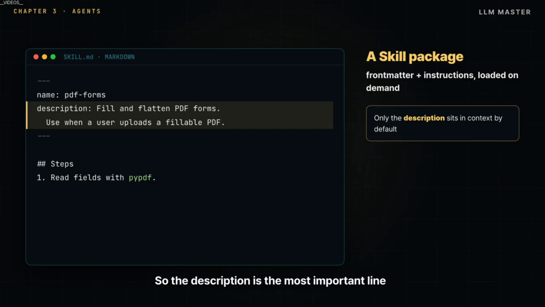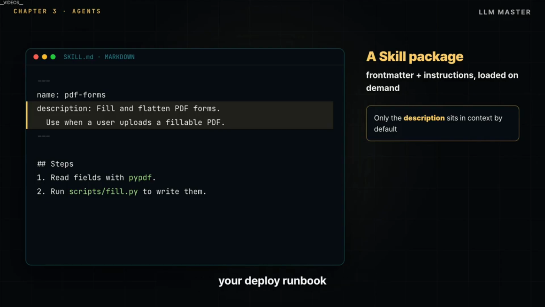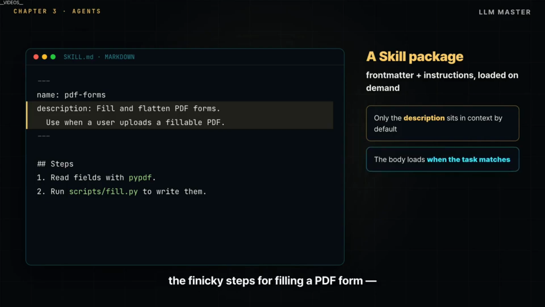So the description is the most important line you'll write. It's the trigger. Think of a skill as onboarding docs for the agent. Your team's brand rules, your deploy runbook, the finicky steps for filling a PDF form, packaged once, versioned, and loaded only when the moment calls for it.